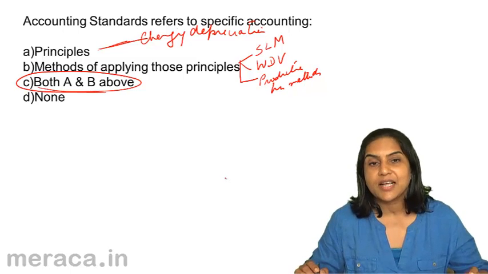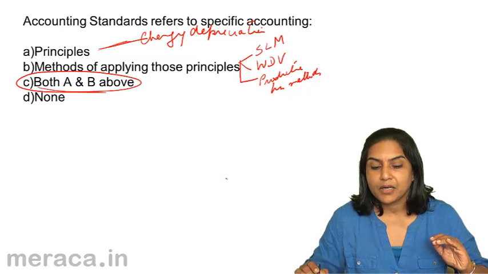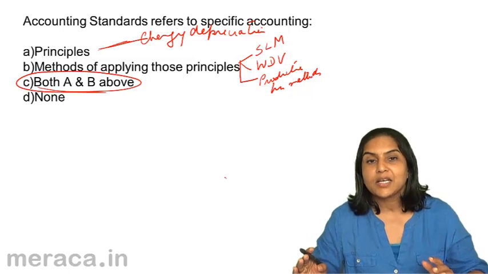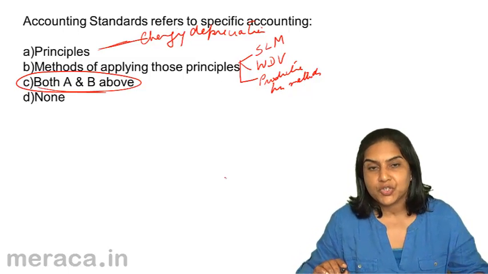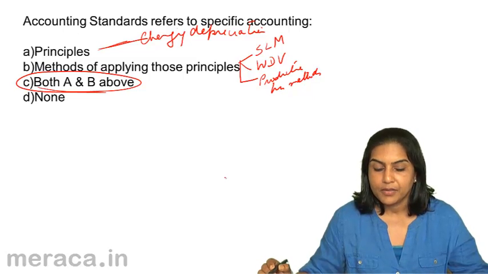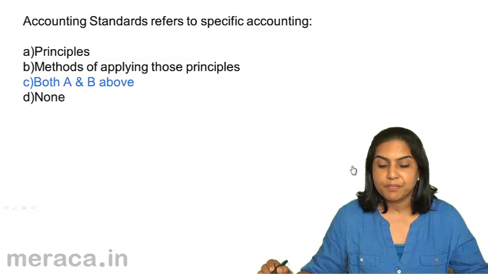In some cases like valuation of inventories, investments, depreciation accounting, etc., there are a few methods. Alternative methods have been prescribed by accounting standard. So the correct answer in this case was both A and B.